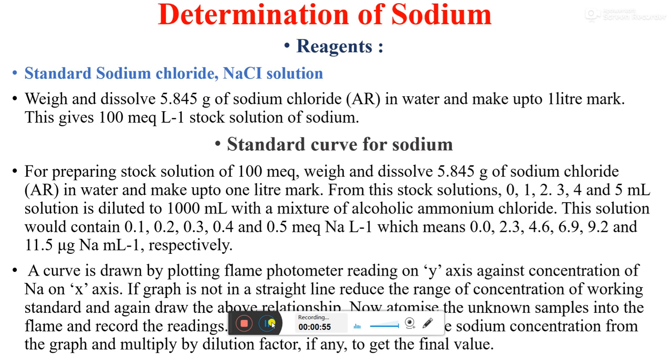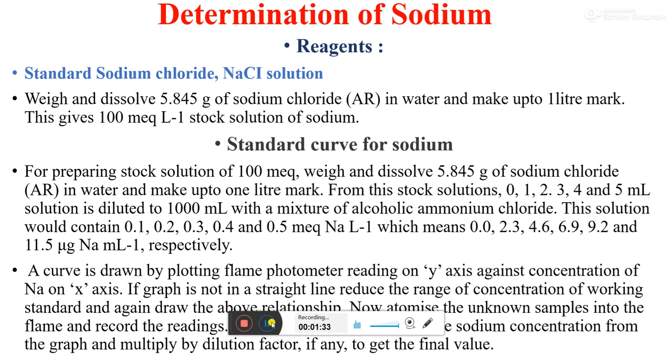The reagents required, the first one, is standard sodium chloride solution. For that purpose, weigh and dissolve 5.845 gram of sodium chloride in water and make up to the 1 liter mark. This gives us a 100 milliequivalent per liter stock solution of sodium. For the determination of sodium, we have to prepare this standard curve.